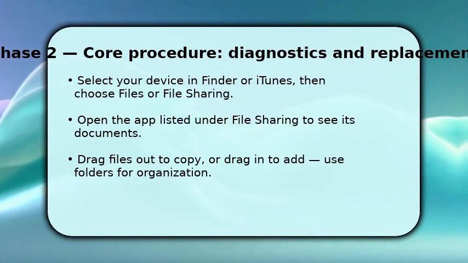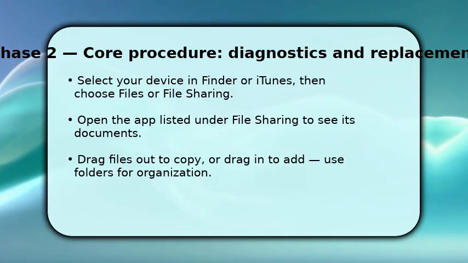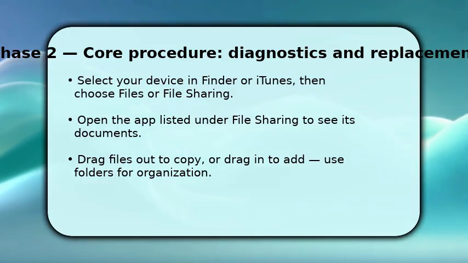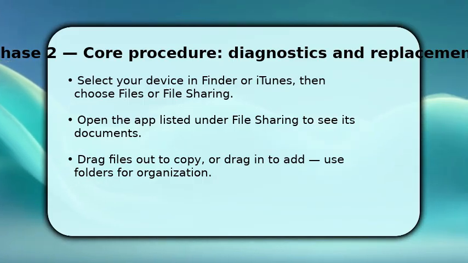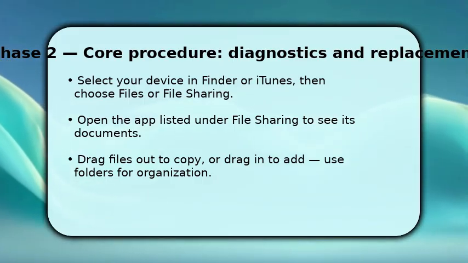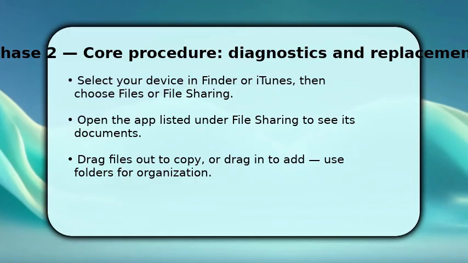You can drag files from that list to a folder on your computer to copy them, or drag files from your computer into the Apps area to add them to the phone. This method shows app-specific files. It's how you move data reliably between iPhone and computer, because Apple restricts global file system access.